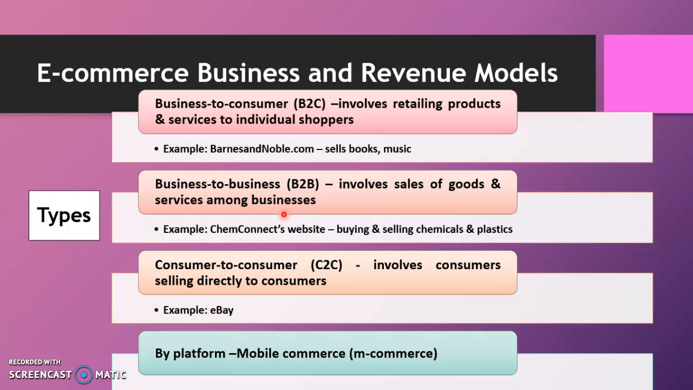Number three is consumer to consumer, or C2C. It involves consumers selling directly to consumers. For example, we have eBay. Sometimes you want to sell a product, maybe a product you created by yourself, or one you already used but now you don't want to use anymore, so you want to sell it. We call it C2C, directly to the other consumer.